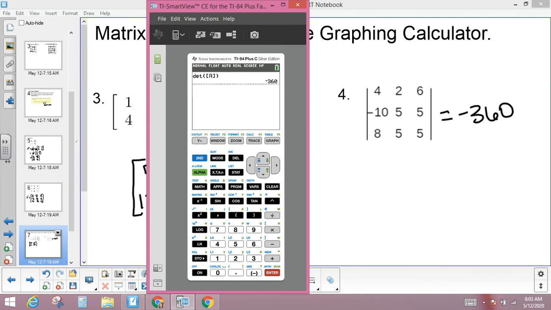All right, so that's how you can use your calculator if you're taking the ACT and you need things to be faster, if you can remember where the buttons are.